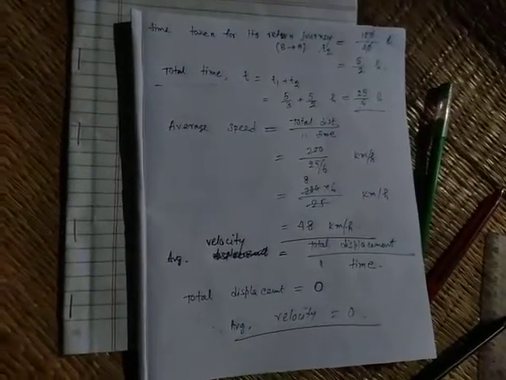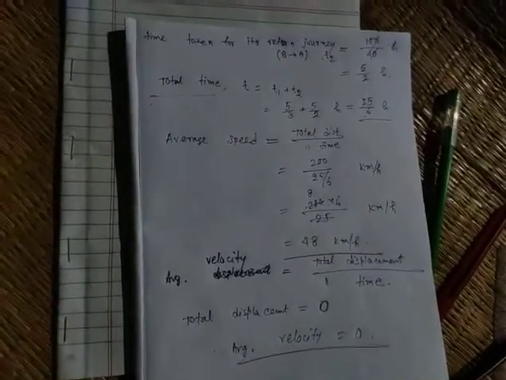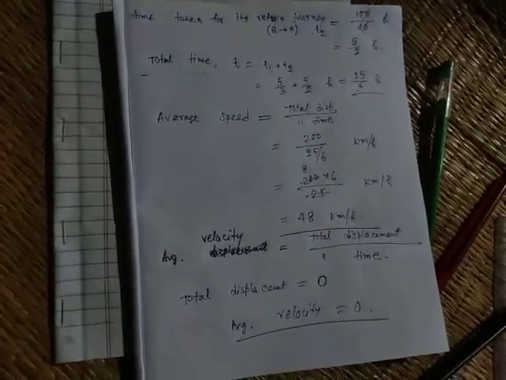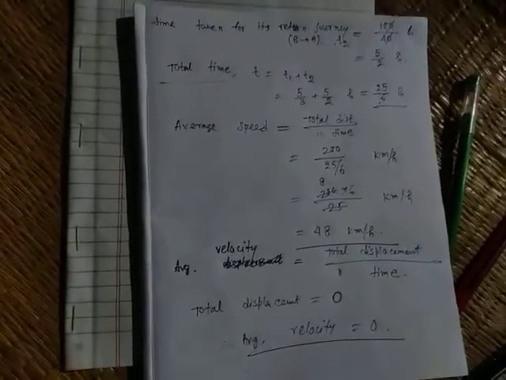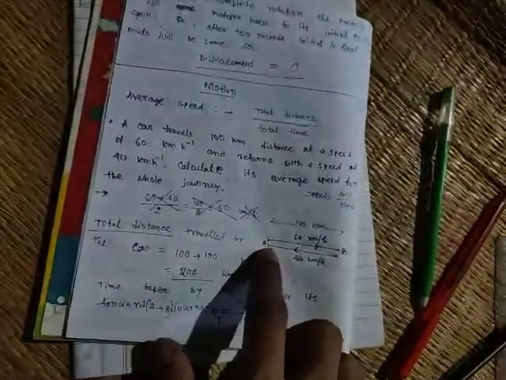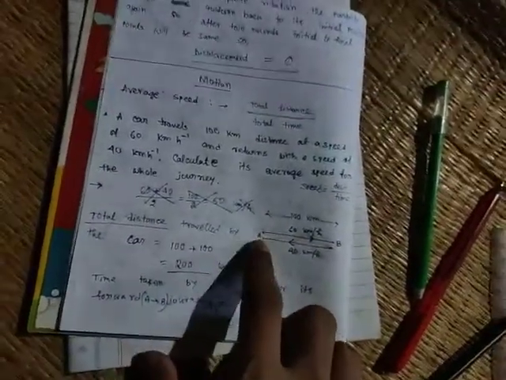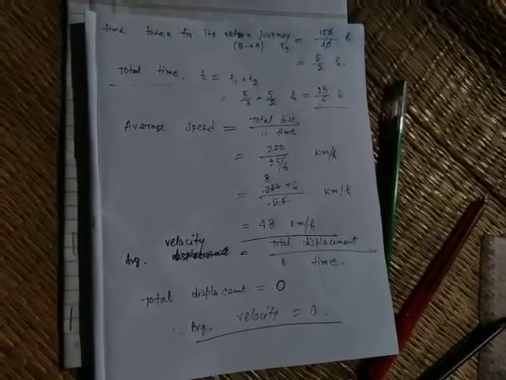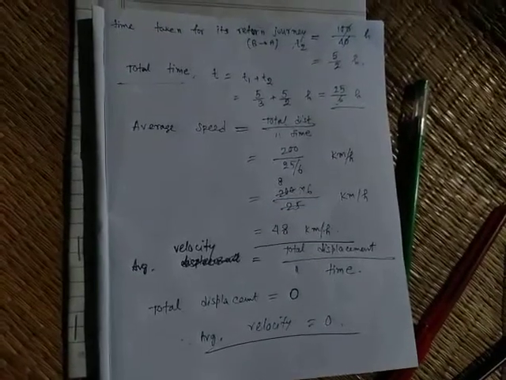Displacement is the shortest distance between initial and final point. So here the object starts its journey from the point A and it moves to the point B. Again it returns back to the point A. That means initial and final position for the total journey are the same.